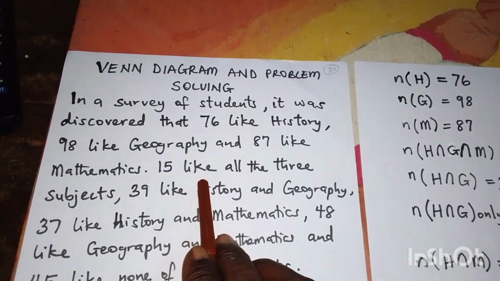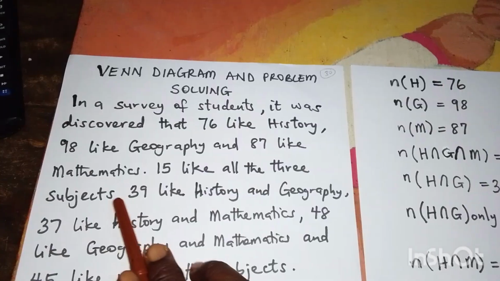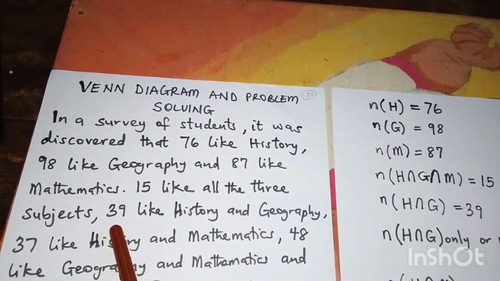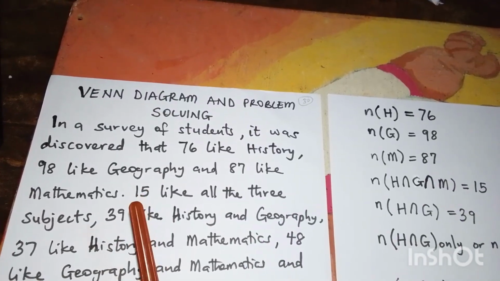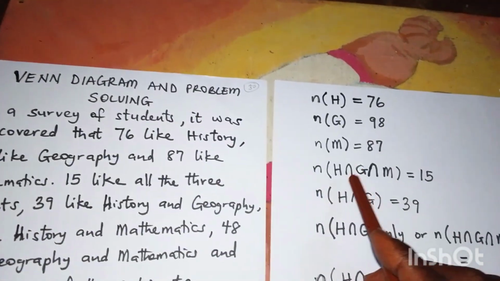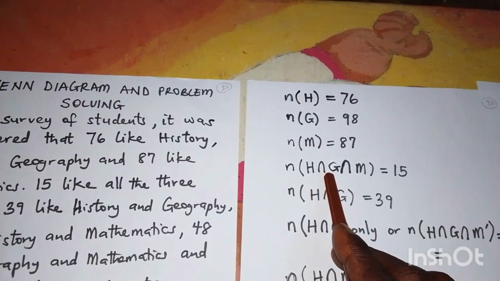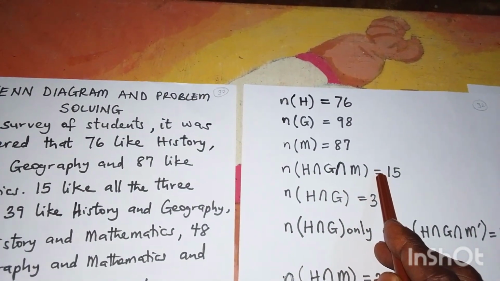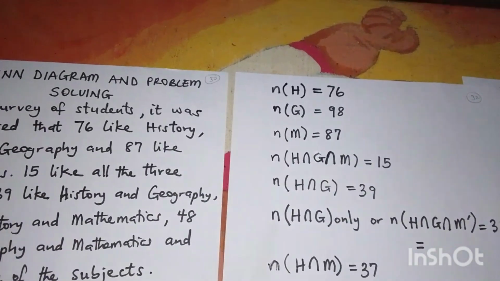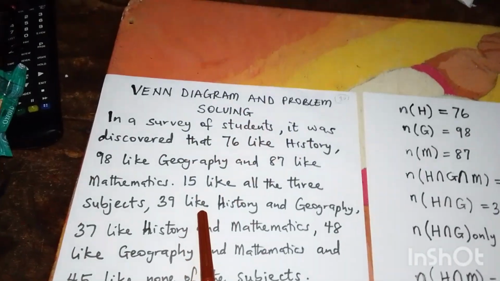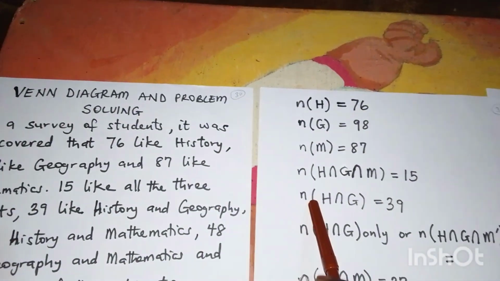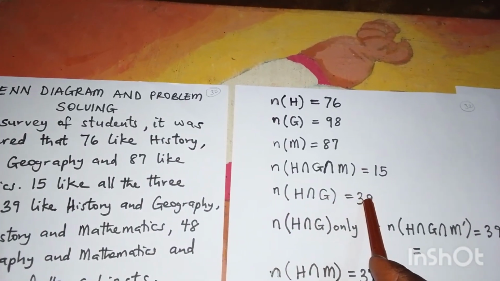Now 15 like all the three subjects. So that means those that like history and geography and mathematics will be represented by history intersection geography intersection mathematics. We are having 15 students liking all the three subjects. Now 39 like history and geography. Those that like history and geography, we have 39.